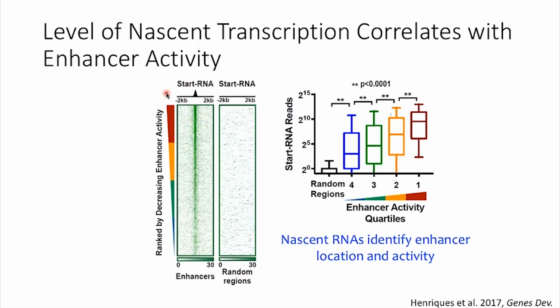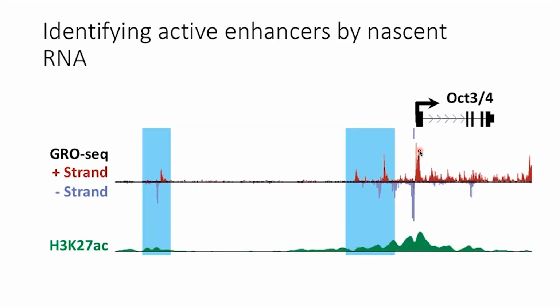And then sorting these peaks into quartiles by enhancer activity correlates incredibly well to the level of transcription that we see by START-seq. In fact, about 95% of functionally defined Drosophila enhancers generate these short nascent RNAs, and we've seen it replicated to a similar degree in mammalian cells as well. We can use this property to identify enhancers and assess their potential levels during differentiation. So here I'm showing a genome browser shot of GRO-seq data with the positive strand reads in red and the negative strand reads in blue.